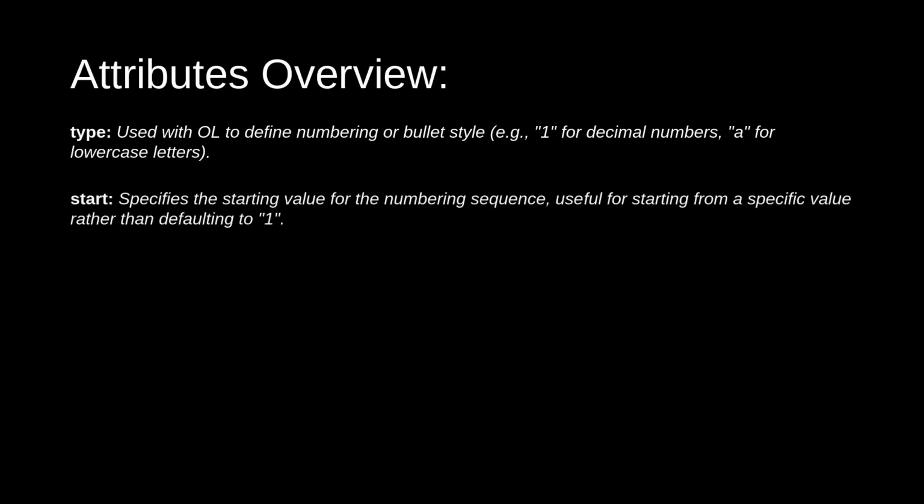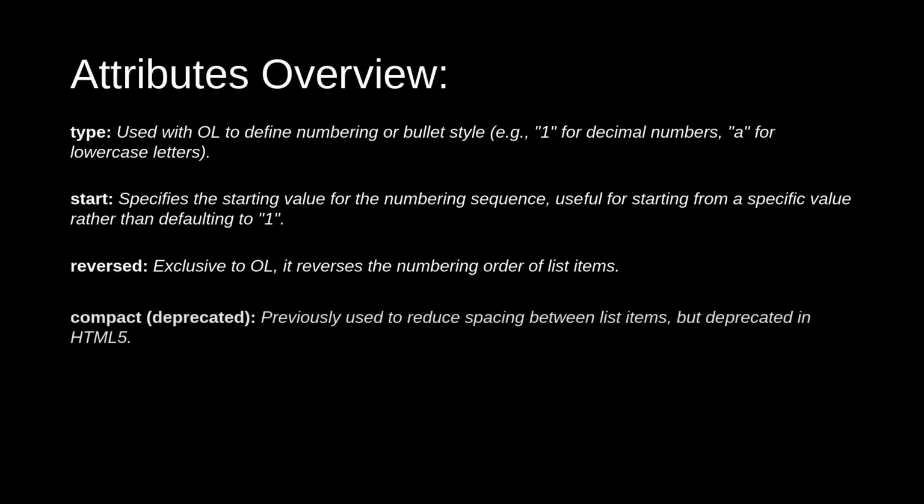Then we have the start attribute. It specifies the starting value for the numbering sequence. Useful when you want to start numbering from a specific value rather than the default one. Reversed attribute. Used only with ordered lists. It reverses the numbering order of the list items. Compact attribute. Previously used to reduce the spacing between list items, but deprecated in HTML5.